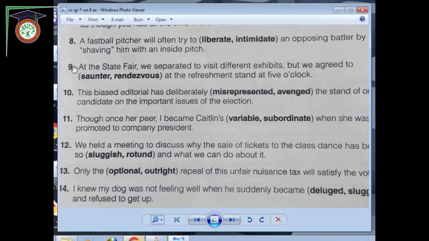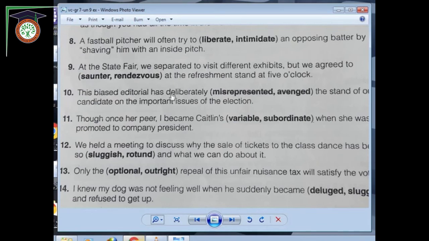Alright, number 9. At the state fair, we separated to visit different exhibits, but we agreed to saunter or rendezvous at the refreshment stand at 5 o'clock. See this. We agreed to what at this time? To saunter or rendezvous, meet at this time? Yes, it is rendezvous. We separated and then we agreed to meet, or rendezvous, at this time. Yes, correct. Last one, number 10.